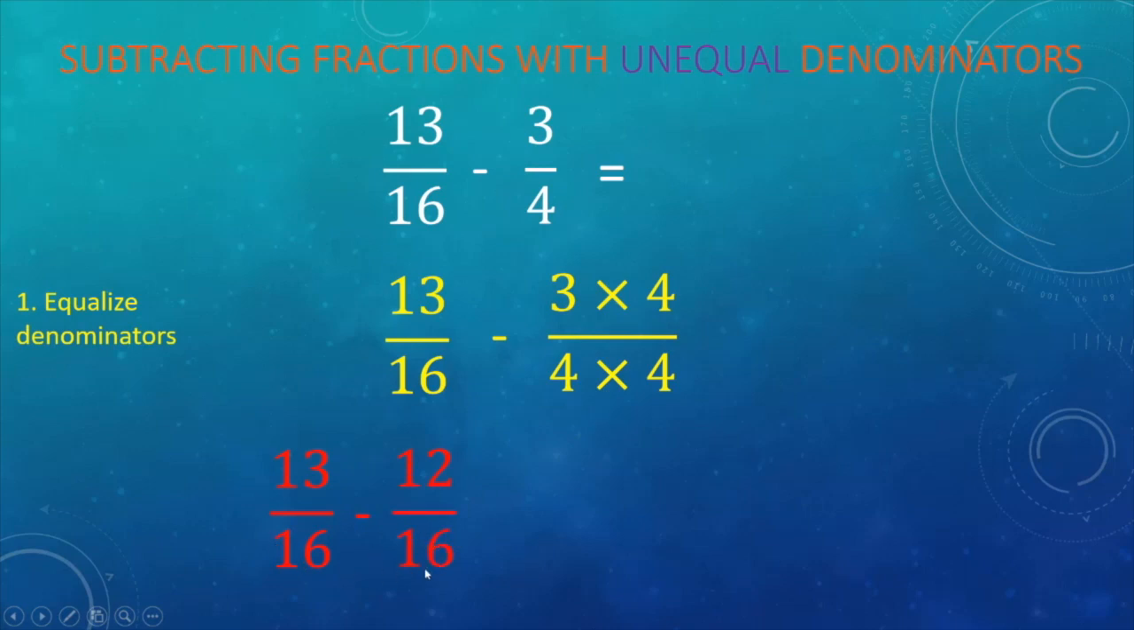Now, when denominators are equal, we can subtract numerators. So, denominator 16 stays the same, and 13 minus 12 is 1 over 16. So our answer is 1 over 16.